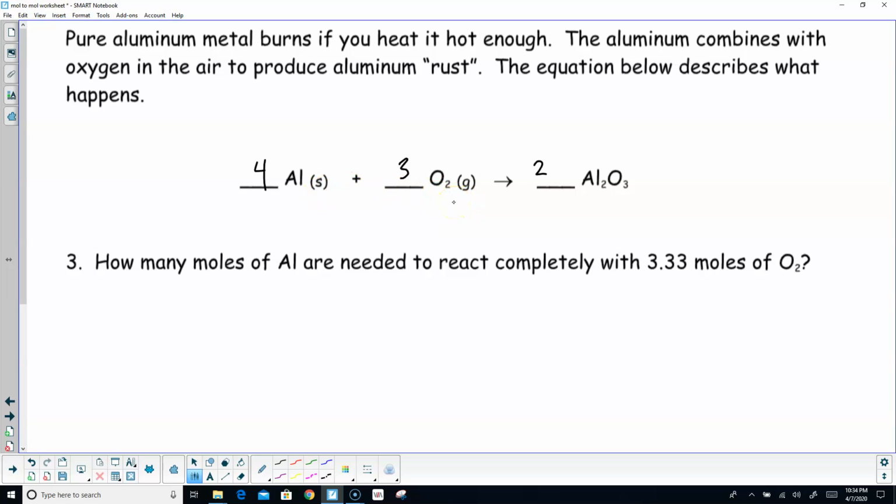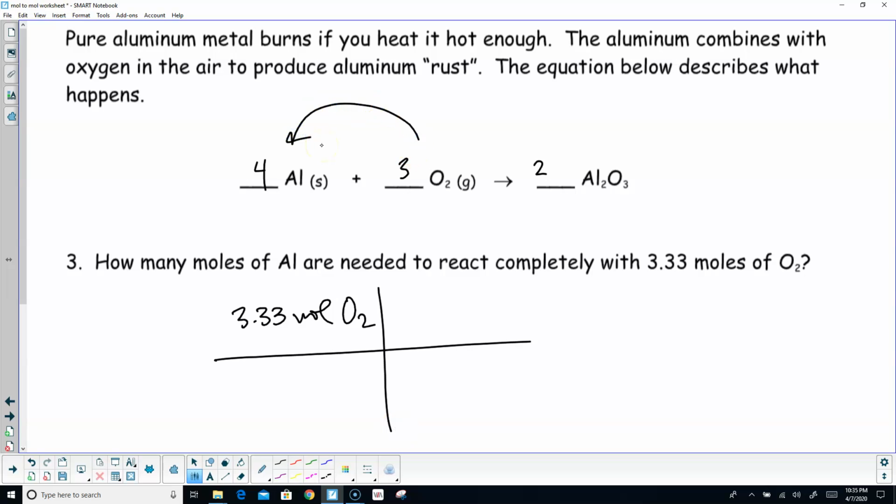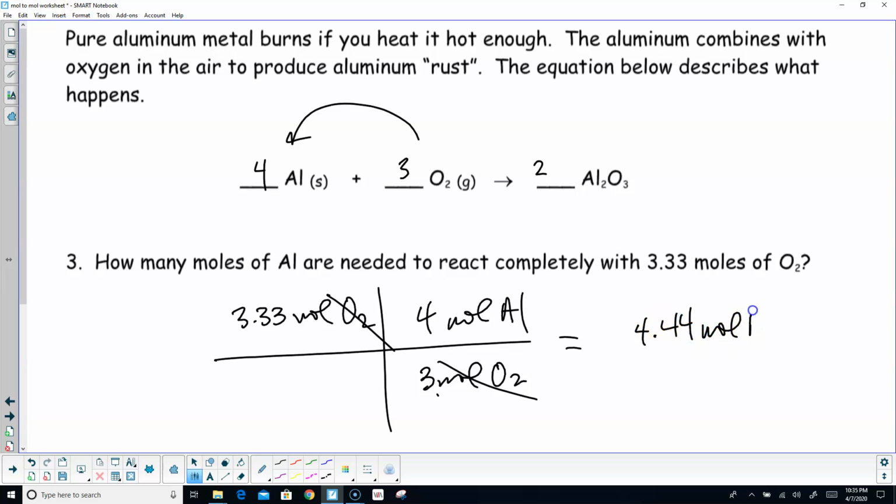All right. So I want to know how many moles of aluminum are needed to react completely with 3.33 moles of oxygen. Start off with what I know. 3.33 moles of oxygen. And I'm comparing oxygen to aluminum. Well, according to my balanced formula, for every 3 moles of oxygen, there are 4 moles of aluminum. Moles cancel. I'm going to take 3.33 times 4 divided by 3. When I do so, I need 3 sig figs in my answer. It's going to be 4.44 moles of aluminum.